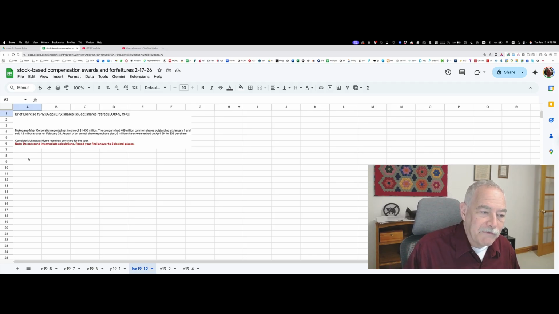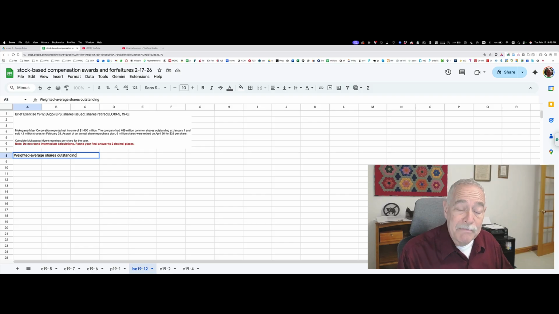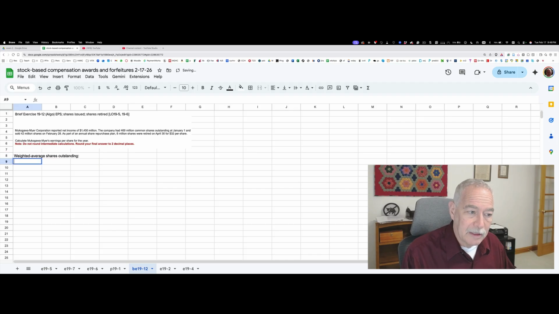So what we first have to do is calculate the weighted average shares outstanding. Most companies, larger companies, will do this on a daily basis. We can illustrate the concept on a monthly basis, and that's what we're going to do. There are a couple different ways to do it, but the way the textbook does it is like this.